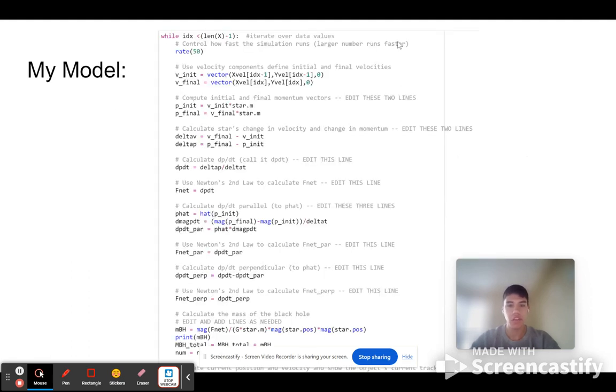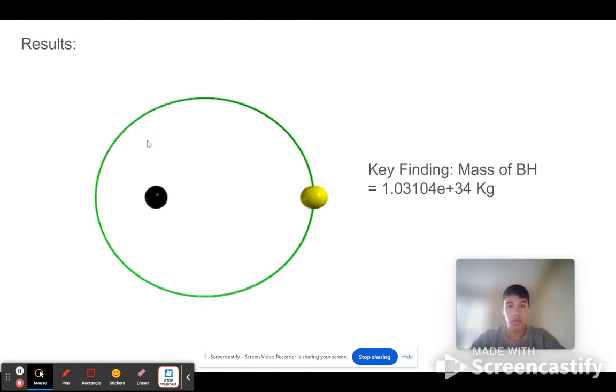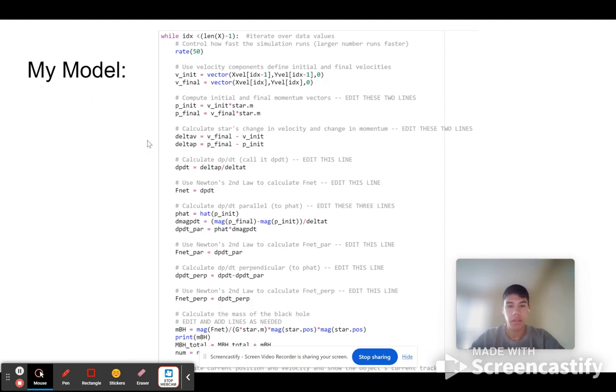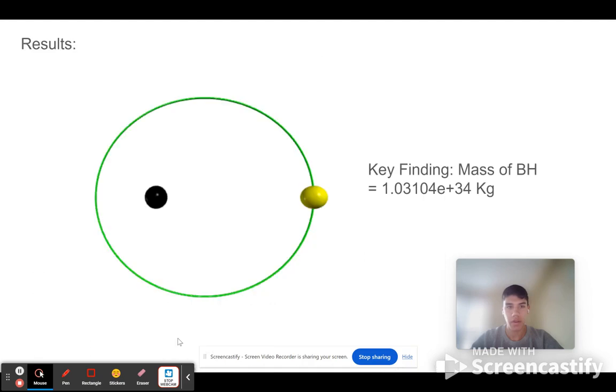So here's my first model. The code just utilizes all of the equations we've been learning throughout the semester, really: some position update, some momentum principle, and that all accumulates down to the final step where we calculate the mass of the black hole by rearranging the force of gravity equation.